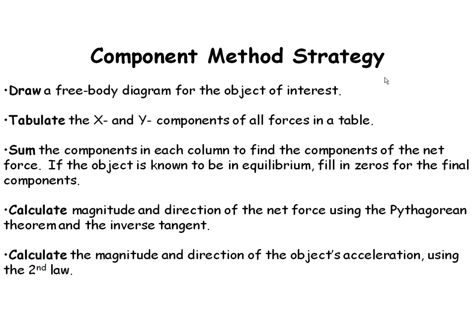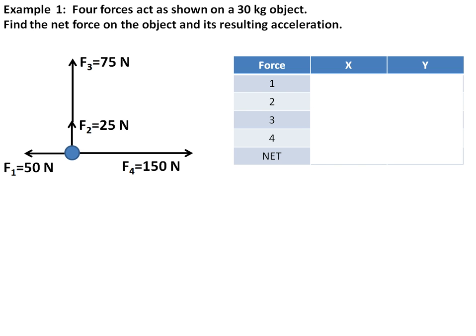So the remaining parts of this lesson are going to consist of some examples. And I'm going to lead you through the first one, and then I'm going to ask you to do the others on your own, and I'll allow you to check your answers for some of them. So here's a more complicated example. We have 4 forces that act on a 30 kilogram object, and you must find the net force on the object and find the object's resulting acceleration.